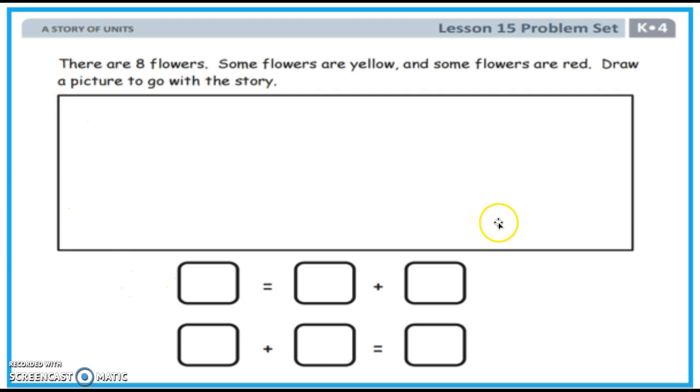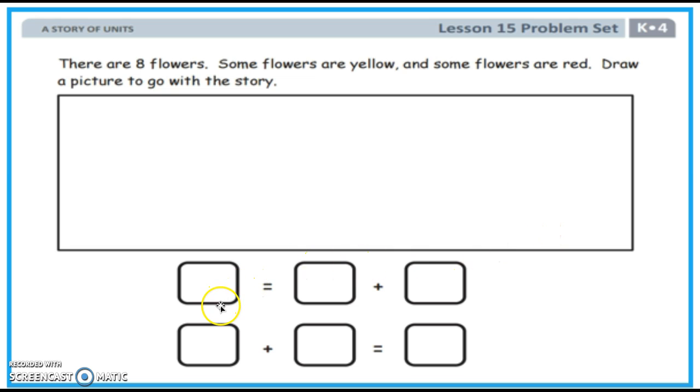Boys and girls, there's a big spot here. I think maybe we're going to be drawing the problem. Let's see what it says. There are 8 flowers. Some flowers are yellow and some flowers are red. Draw a picture to go with the story. So here you're going to draw the yellow flowers and red flowers. Remember that you can use just circles to draw your pictures for math. So you can use a yellow crayon and a red crayon. Draw the yellow and draw the red and know that you're having 8 altogether.